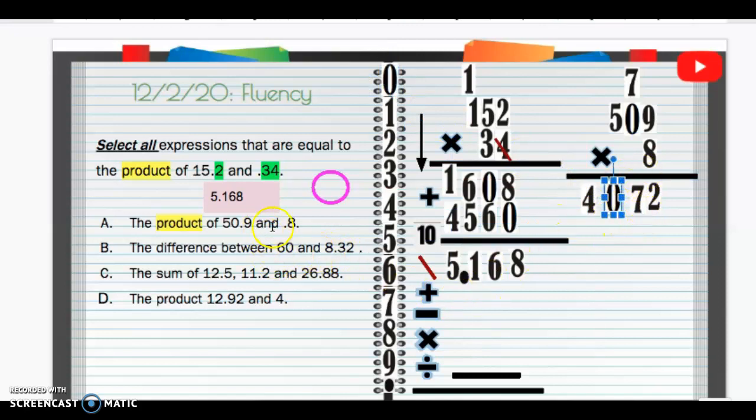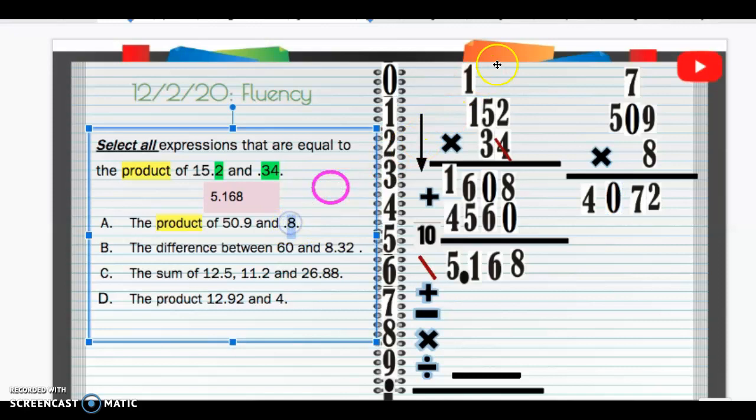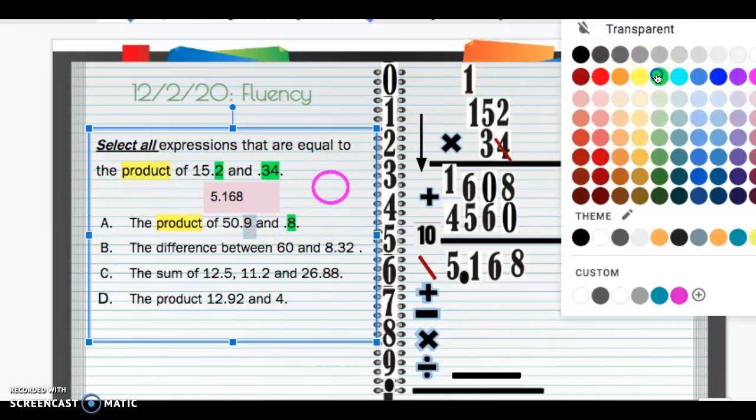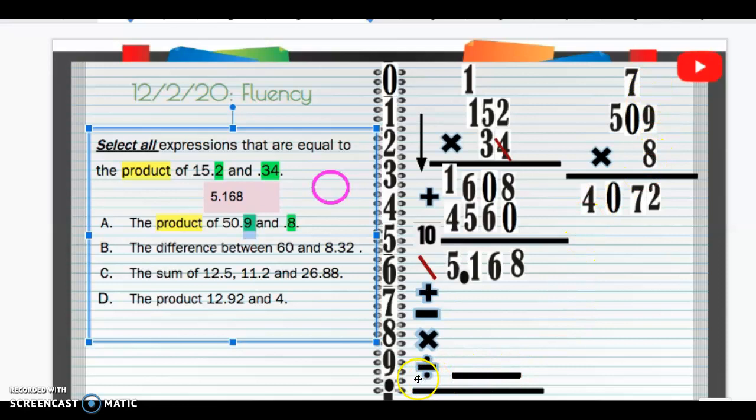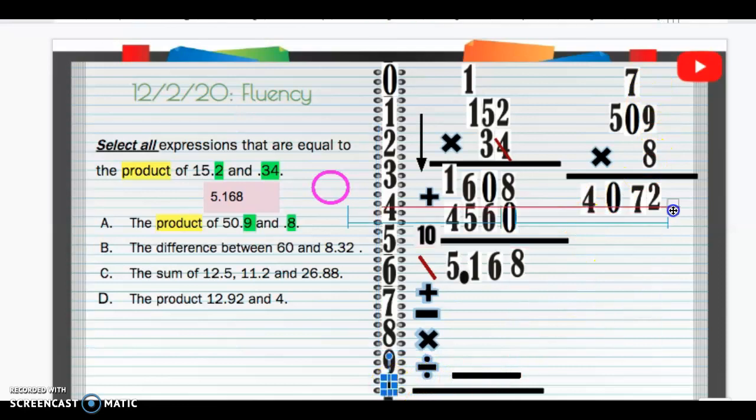Looking at this, what do I have in my problem? I have an 8, so that's one finger held up. And then a 9. That's another finger held up. So right now I have 2 fingers held up. So that means I move my decimal point 2 times. That's swoop once, swoop twice. So I get 4.072. That is not the same as 5.168. So I am not circling A.